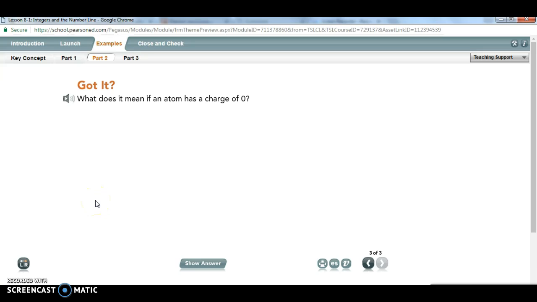By explaining that last got it problem, I kind of gave you the answer to this got it problem. What does it mean if an atom has a charge of 0? The atom contains the same number of electrons as protons. They cancel each other out.